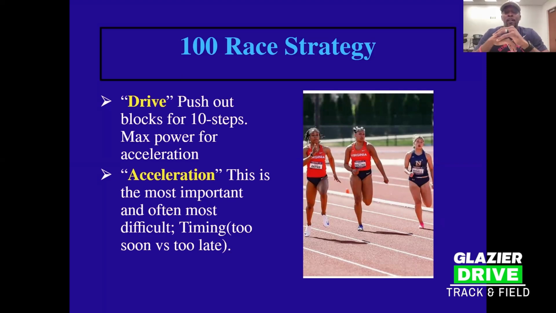And that's the acceleration, where at this point the most important and most often difficult thing is the timing. It's running too soon versus too late. What I mean by that is if you're running a 60, then your drive to acceleration to sprint is a short 35 to 40-meter window. And that transition from drive to acceleration is only about 4 or 5 steps. If you miss it, then you're playing catch up and the race is over.